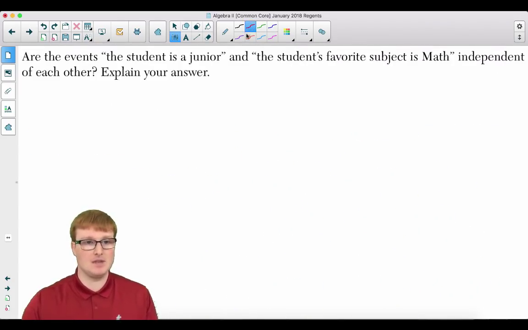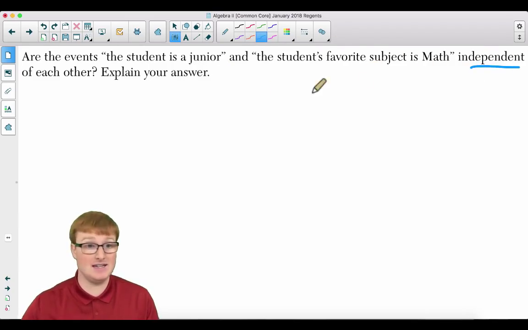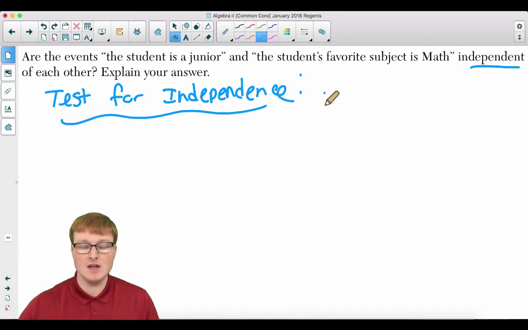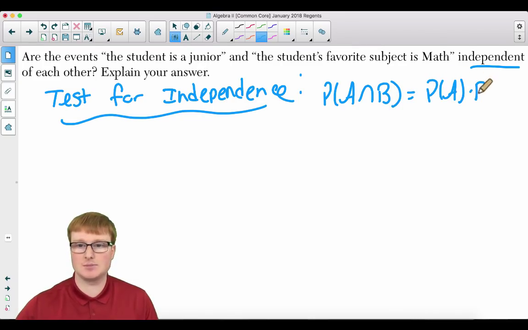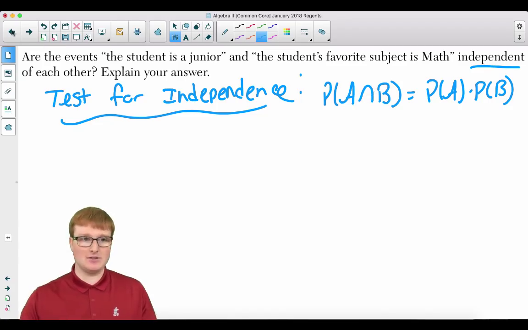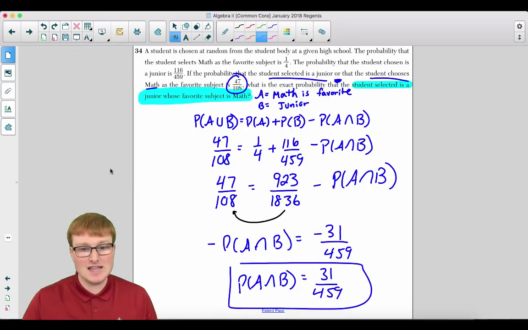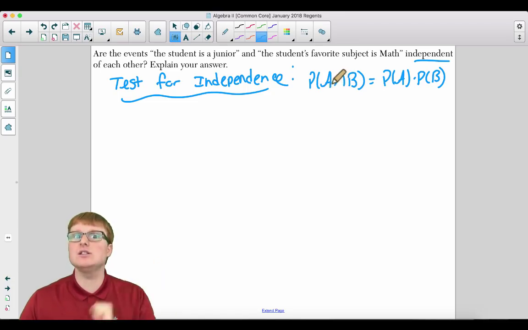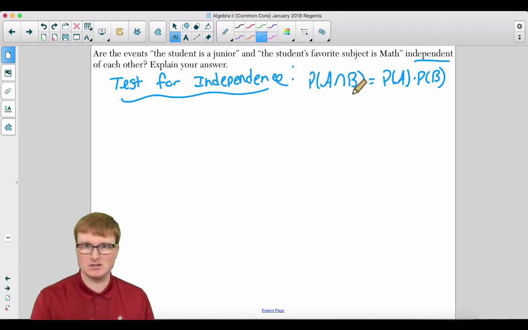Now, there's a follow-up. Are the events, the student is a junior and the student's favorite subject is math, independent of each other? Explain your answers. So you need to know the test for independence. This is another formula that I'm going to add on my review packet. The test for independence is the probability of A intersection B does equal the probability of A times the probability of B. Now, what's nice about the previous part of the question is that they wanted you to find the probability of A intersection B. And that's what you need to use for the test for independence. There are other ways to do the test for independence, but this is probably the most straightforward way.